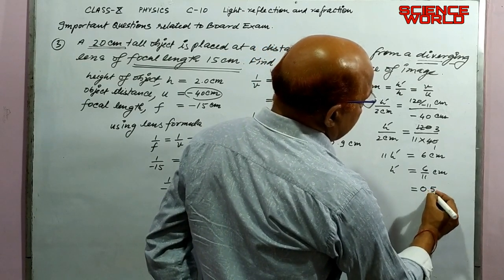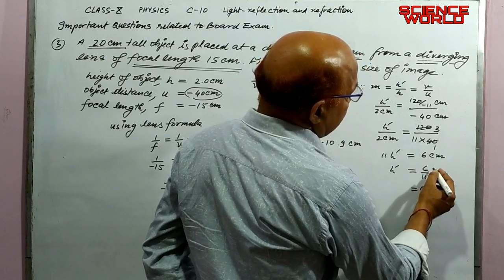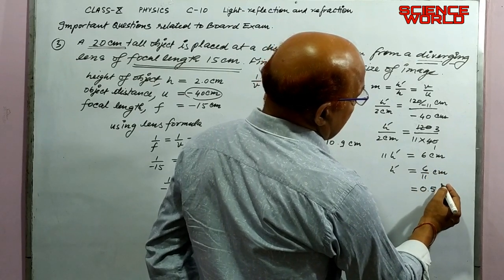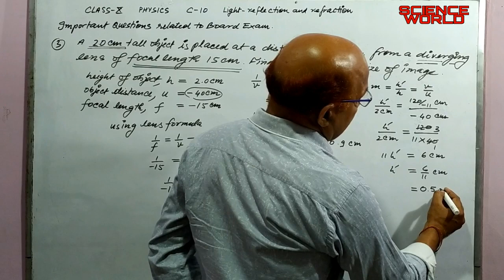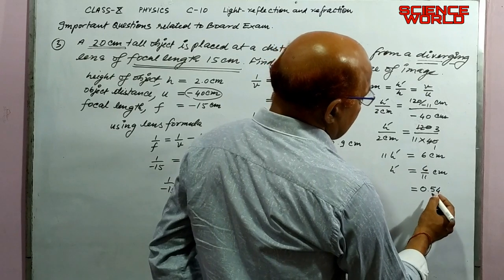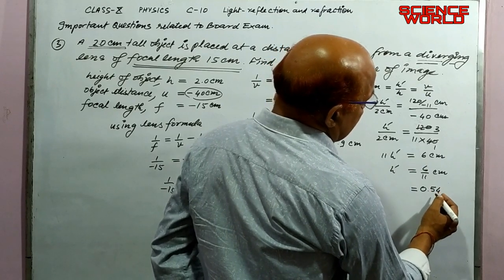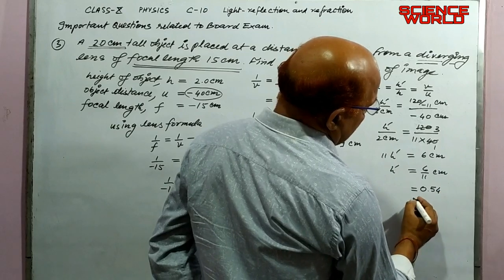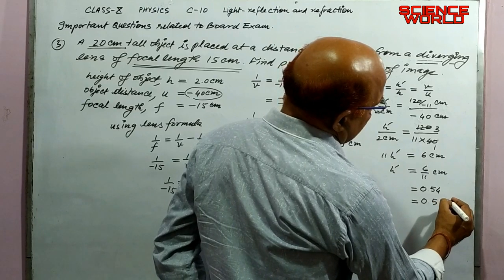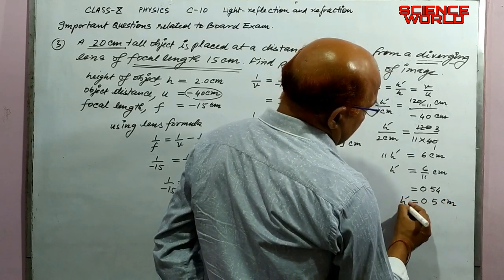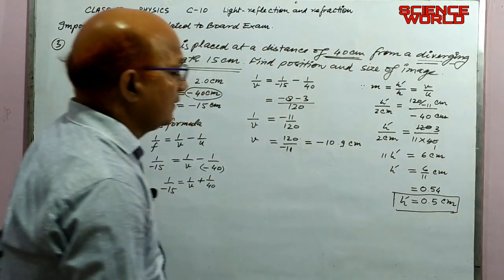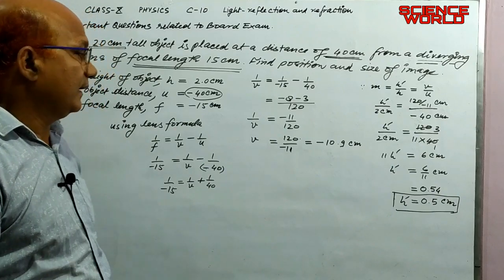This is 0.54. 11 fives are 55. Then 1 is left, 55, 5 is left, 50 again. So, 11 fours are 44, so approximately 0.54, or we can write 0.5 centimeter. This is height of image.